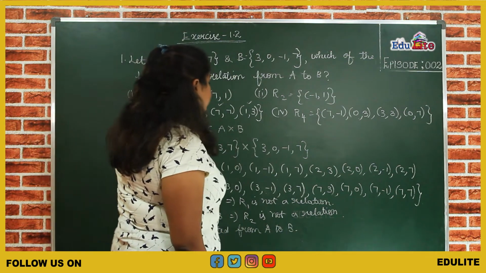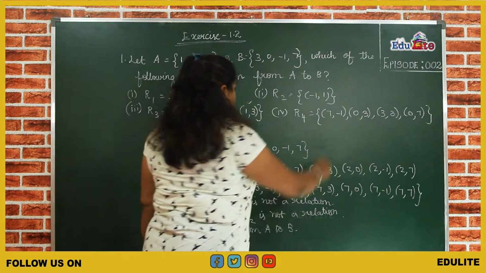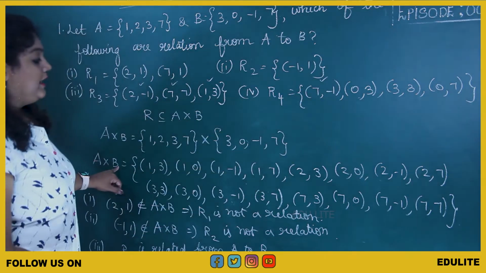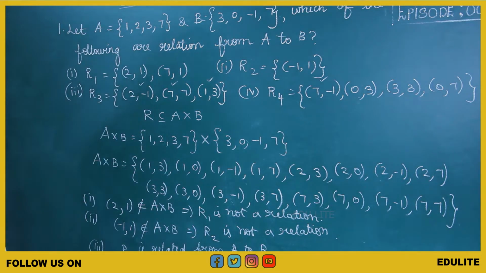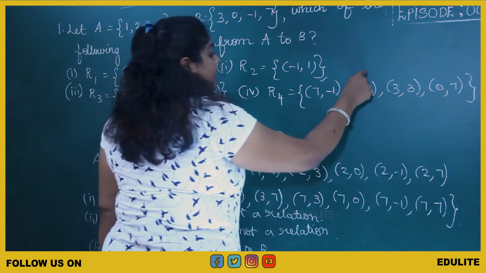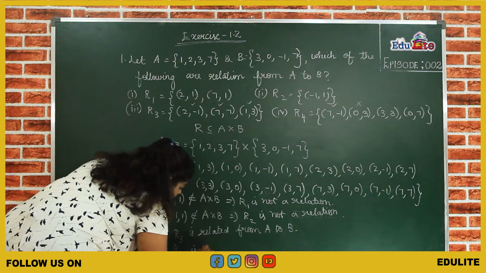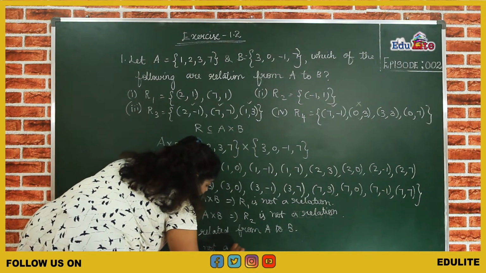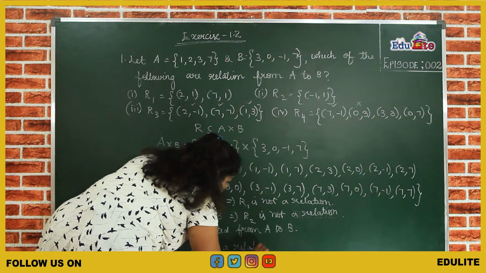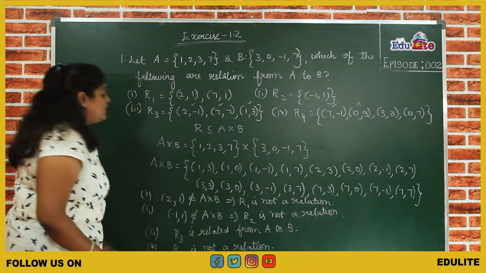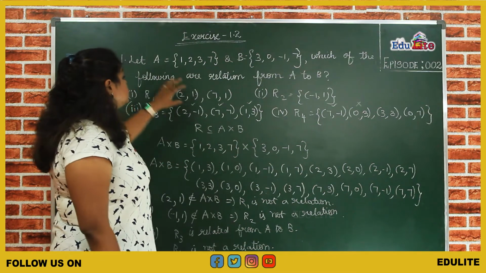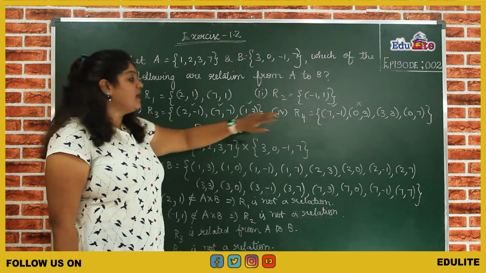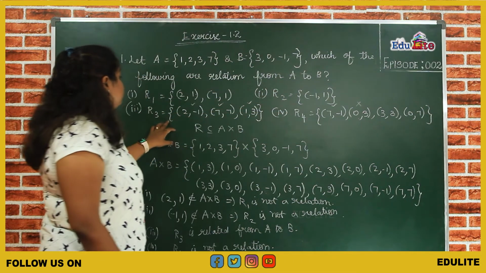The similar thing we will apply for R4 also. In R4 the first ordered pair is (7, minus 1). Yes, it is present in A cross B. Next (0, 3). (0, 3) is not present in A cross B. Therefore, R4 is not a relation from A to B, because a relation must be a subset of the cross product A cross B. So, under the given four relations, the third one alone is related from A to B, the other three are not.